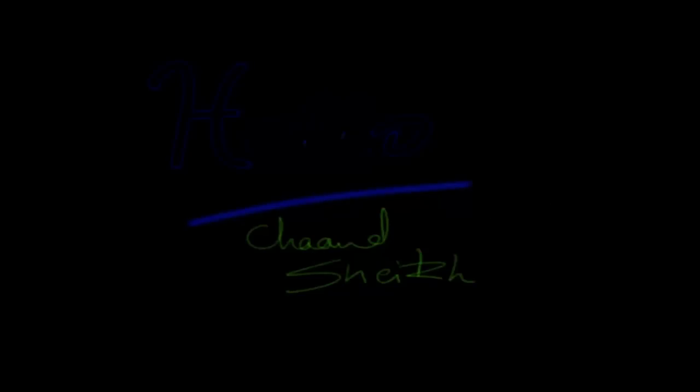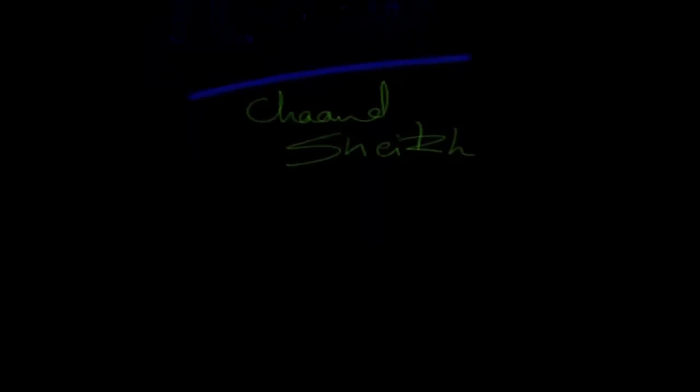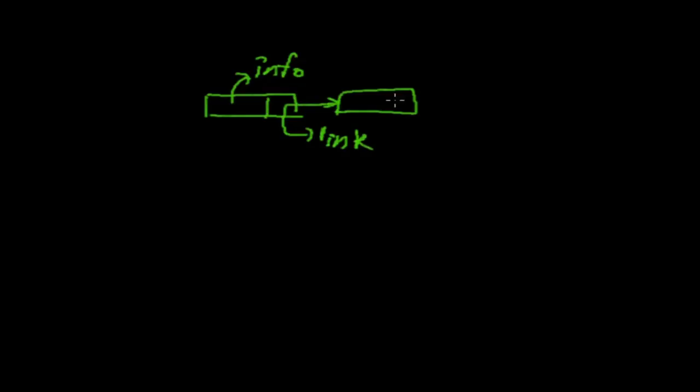Hello, this is Chand Sheikh, and today we are going to code a program for a singly linked list. Now, a singly linked list is a list of nodes, and in a node there are two parts. The first part is an info part where we store the data. The second part is the link part. This is the address to some other node.